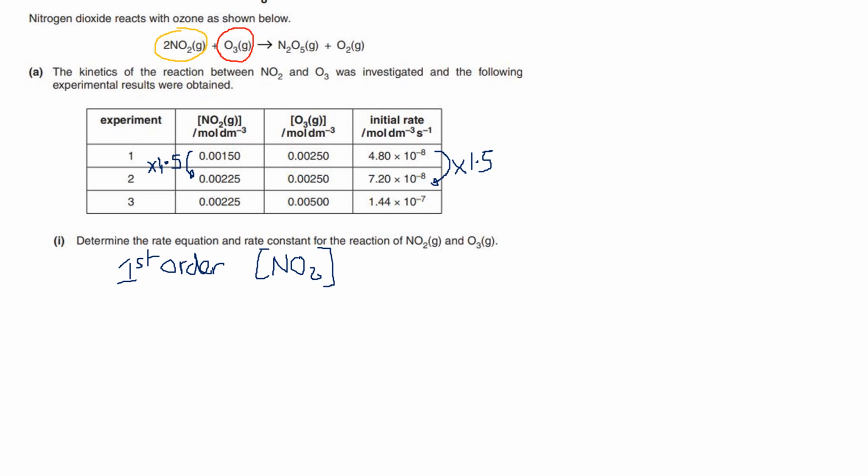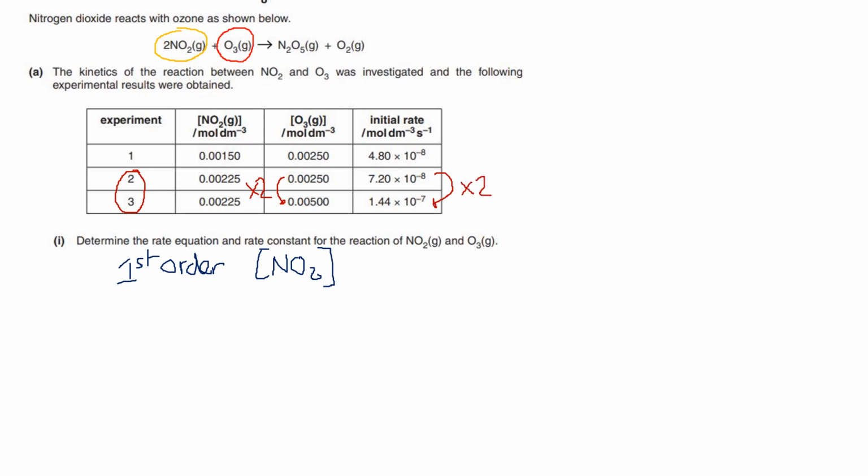So whenever you do this, you need to find a pair of experiments where only one thing is changing and everything else is remaining constant, and then look and see how that influences the rate. So let's do it again now and try and do it for ozone. So I'm going to look at experiments 2 and 3. The concentration of the NO2 is constant, but hopefully you can see that the concentration of the ozone has doubled. And as a consequence, the rate has doubled.